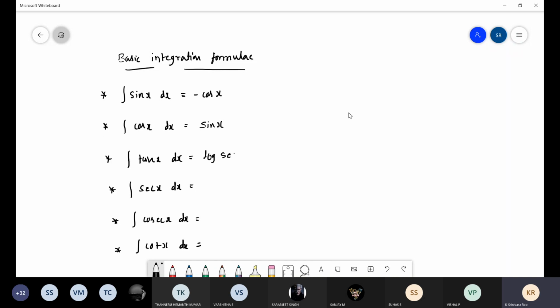Log of secant x. Okay, log of secant means, what you will do is differentiate. If you differentiate the answer RHS, you should get the left hand side LHS. Differentiation of sin x is cos x, therefore integration of cos x is sin x. The differentiation of cos x is minus sin x, so minus minus becomes plus sin x. Similarly, if you differentiate log secant, it gives 1 by secant, secant into tan, since differentiation of secant is secant into tan. So that gives tan x. Okay, like that.